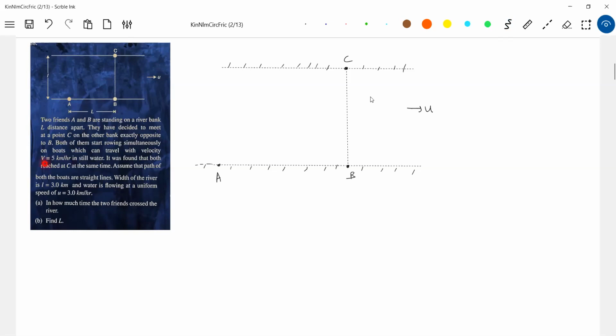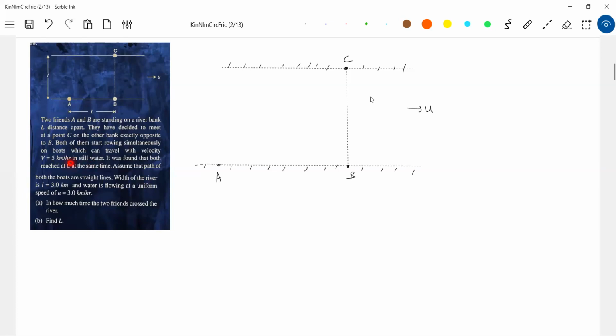What is this? V equal to 5 kilometer per hour. Velocity of the boat with respect to ground, or velocity of boat with respect to river only. You have to be very careful. It is the velocity of boat with respect to river. If you're getting confusion, you can write VBR. Width of the river that is given.